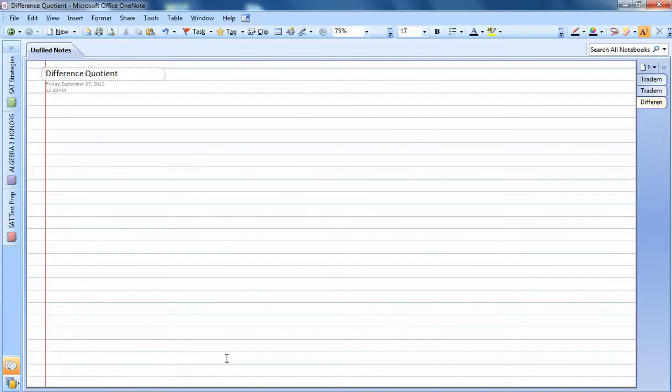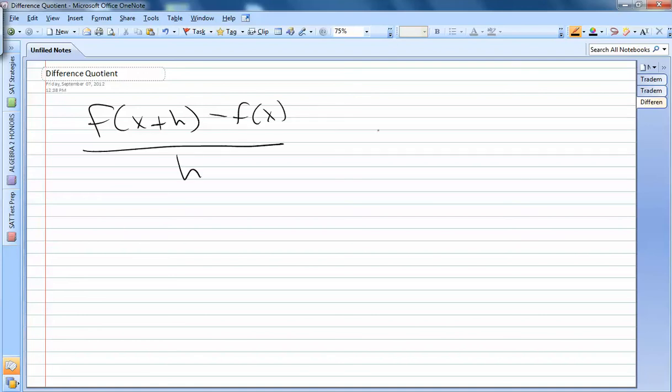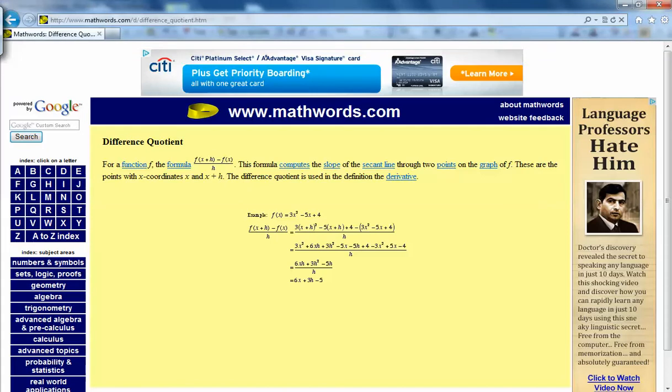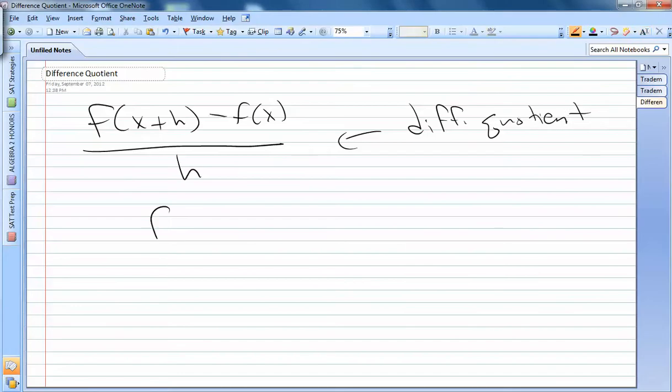So again, the difference quotient is this: f of x plus h minus f of x all over h. That right there is the difference quotient. And then if we look at the function, f of x equals 3x squared minus 5x plus 4.